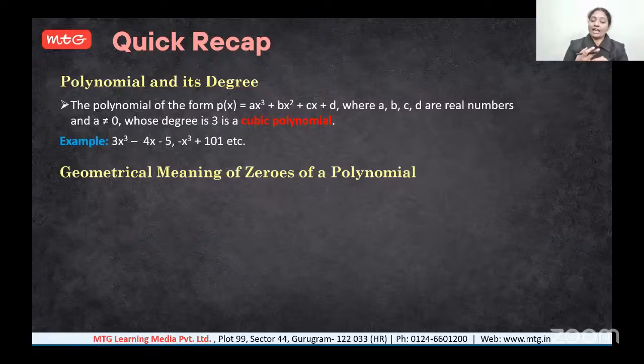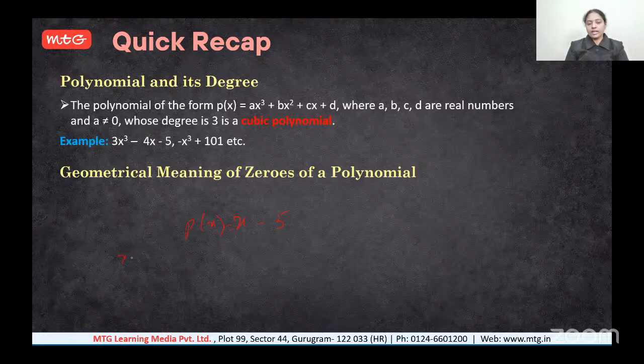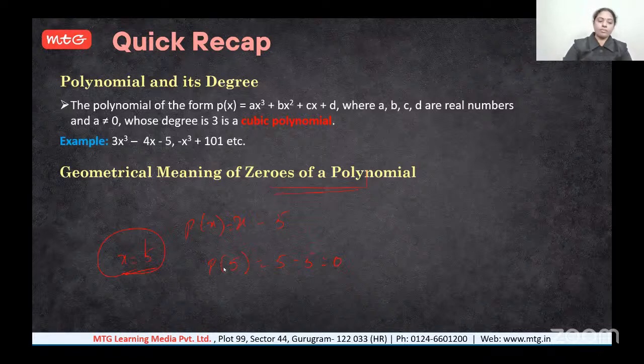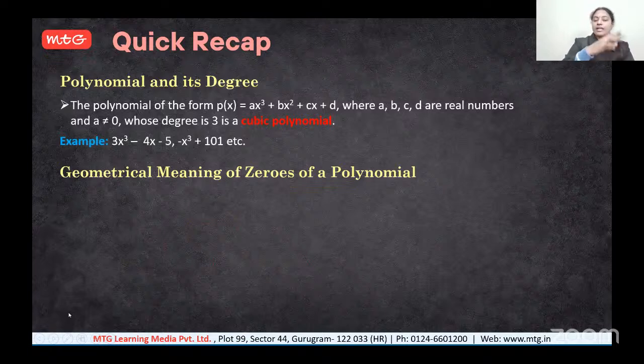The zero is the value of the variable for which the polynomial becomes 0. For example, I have a polynomial x minus 5. Now, for what value of x does this become 0? If I replace the x value with 5, I will see that p of 5 becomes 5 minus 5, which is 0. So here, x equals 5 is said to be the zero of the polynomial. So now there is a geometrical meaning of the zeros.